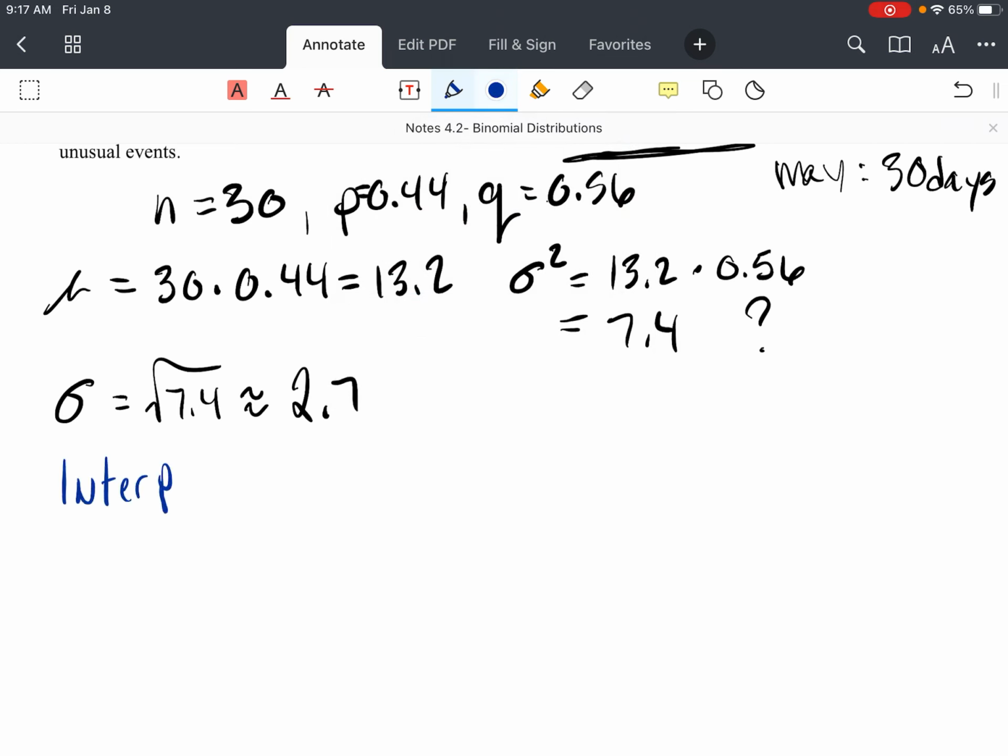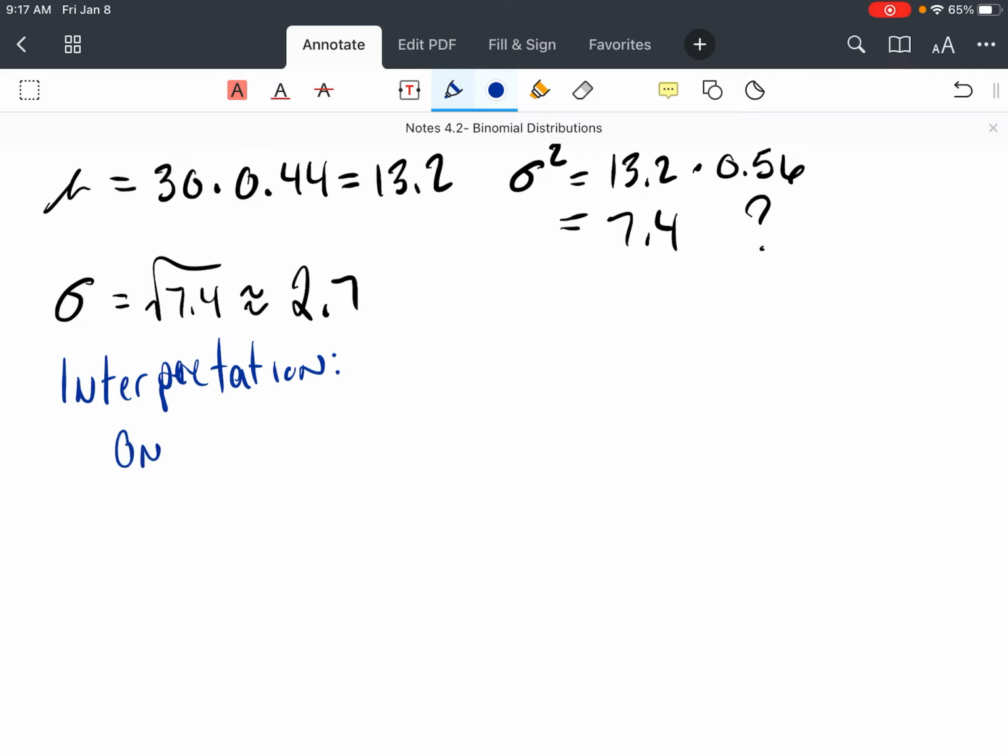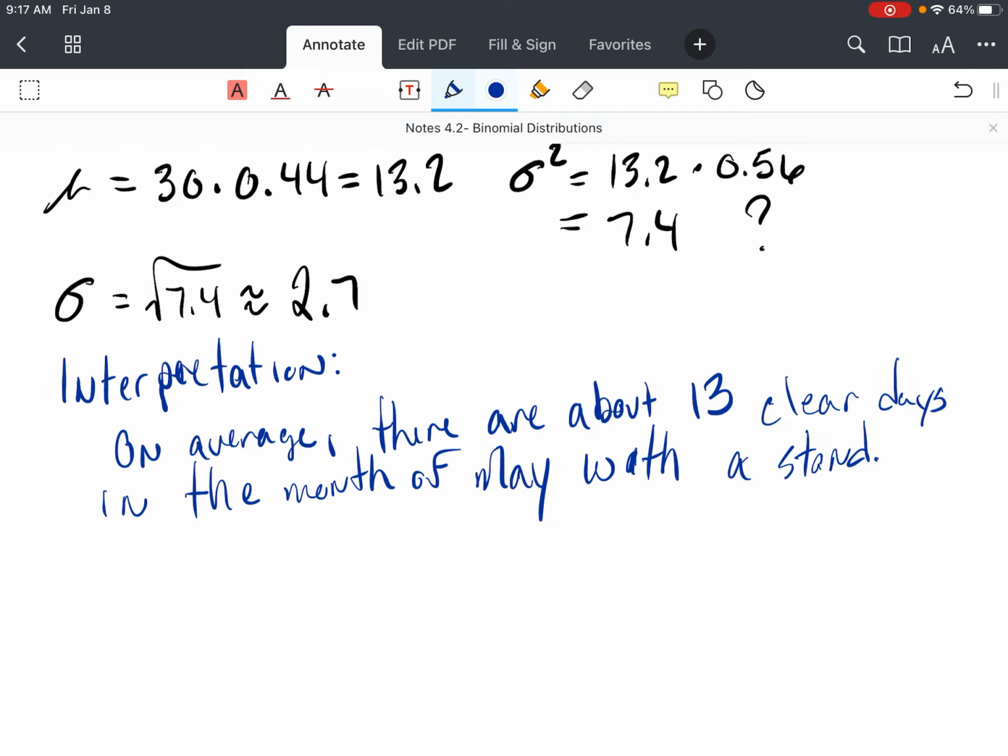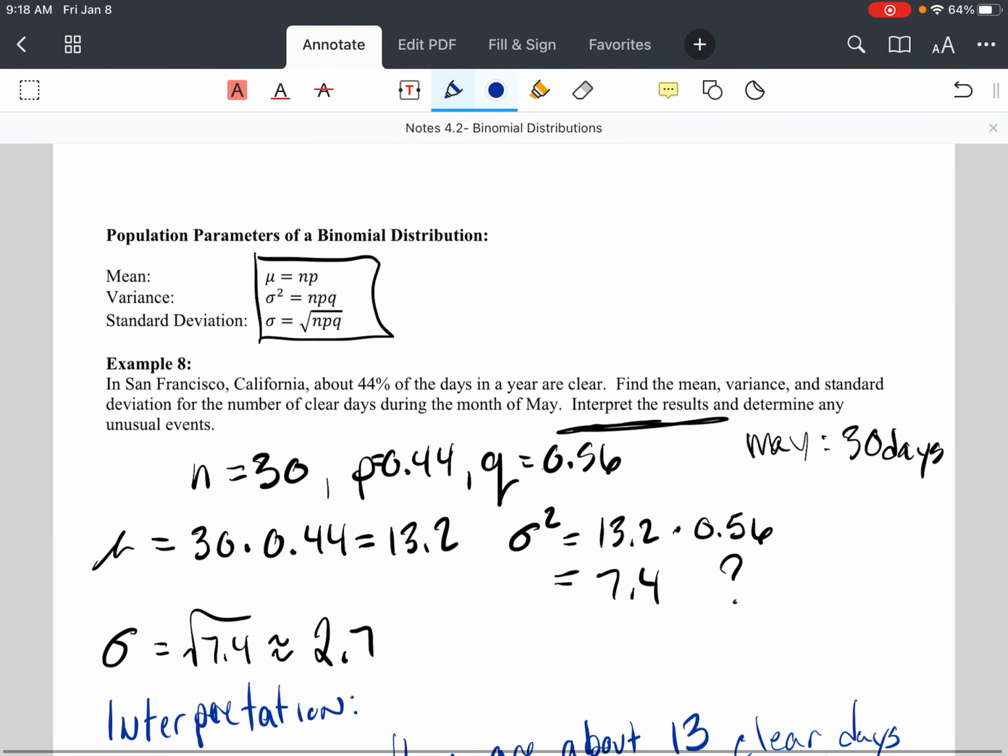So let's go ahead and talk about the interpretation, which is what we're going to use this for. So we will say that on average, there are about 13 clear days in the month of May, with a standard deviation of about 2.7 days. So this is the first part of the interpretation.